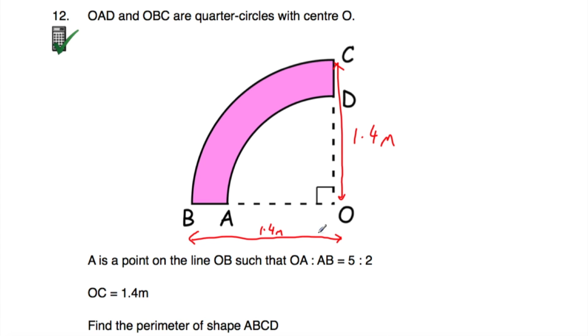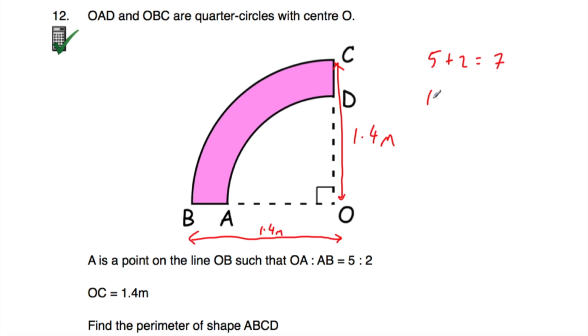And actually if we share that in the ratio 5 to 2, we can find out the length of OA and AB. So if we share 1.4 metres in the ratio of 5 to 2, we can find the length of that bit and the length of that bit. So let's do that actually. To share this in the ratio, we're going to add the numbers in the ratio together. So 5 parts plus 2 parts is 7 parts.